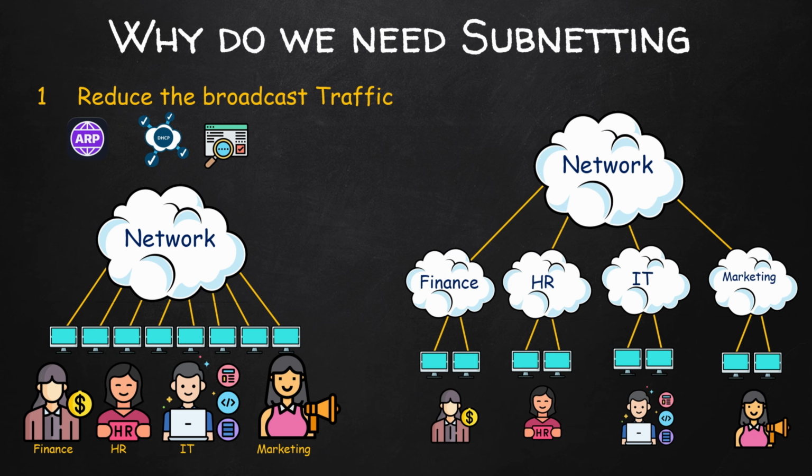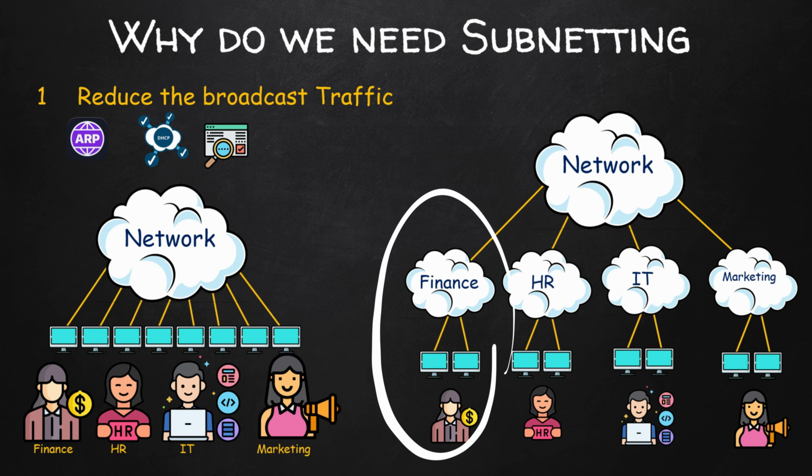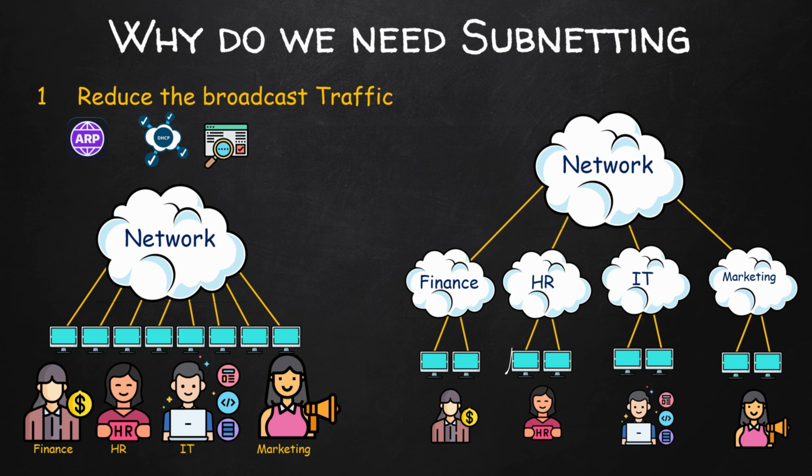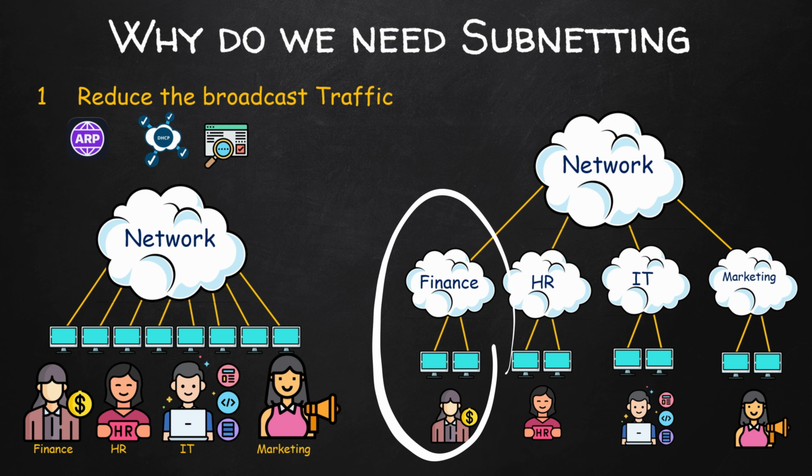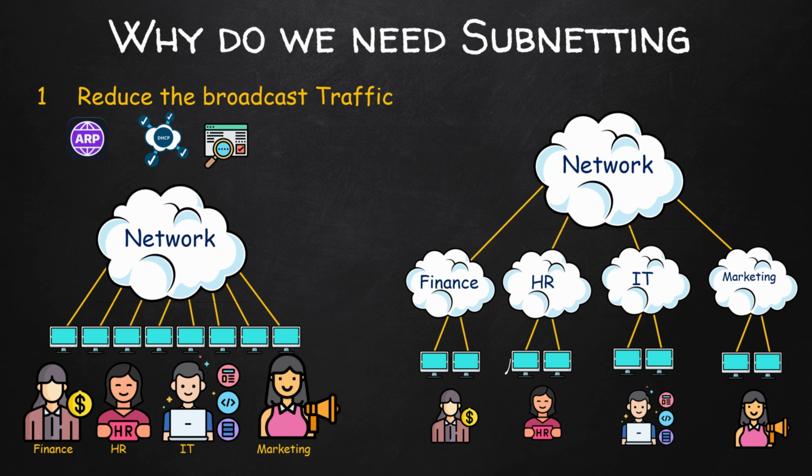For example, I can divide this large network of the organization into multiple subnetworks called finance, HR, IT and marketing. All the finance people's devices I can connect to the finance subnet. All the HR people I can connect to the HR subnet. All IT people will go to the IT subnet, and all marketing people will go to the marketing subnet. So in this way, when you divide your network into multiple subnetworks, what is happening? In the finance subnetwork, whatever broadcast happens inside it will stay there only. It will not go to the HR, IT or marketing subnetwork.